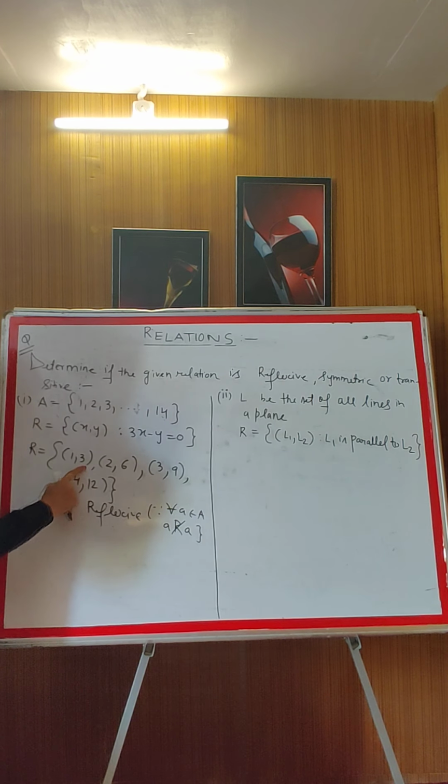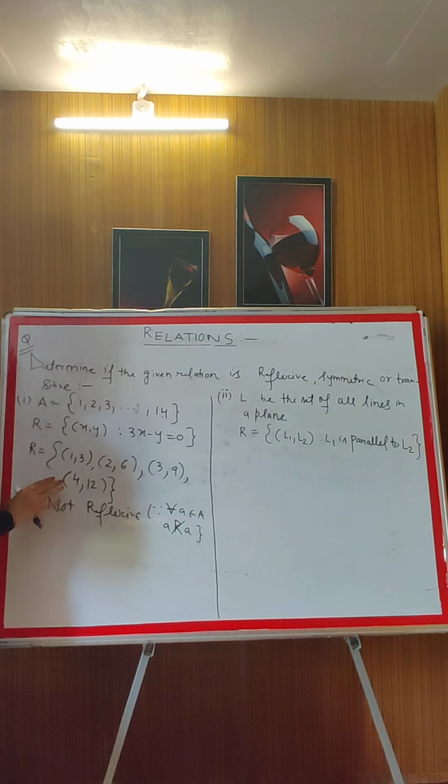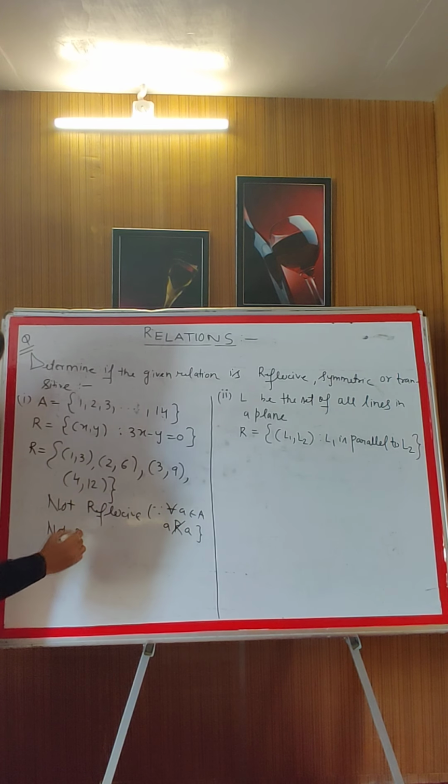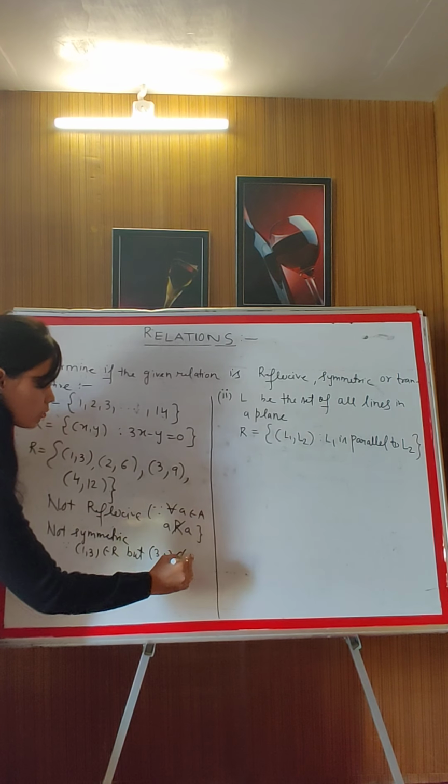Do we have the same thing here? See, we have (1, 3). Do we have (3, 1)? No. The first ordered pair itself does not have its reverse, so we stop here. Only one such ordered pair, a counterexample from the given relation, is sufficient to declare that it is not symmetric. It is not symmetric, since (1, 3) belongs to R, but (3, 1) does not belong to R.